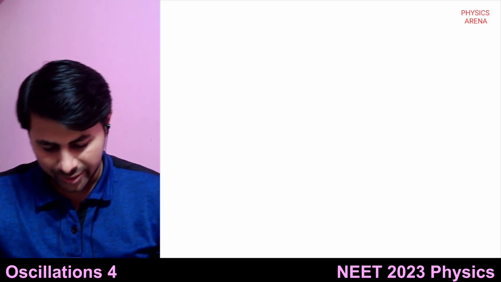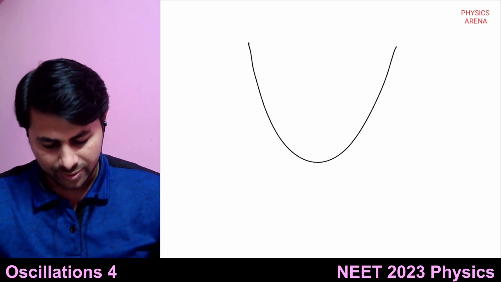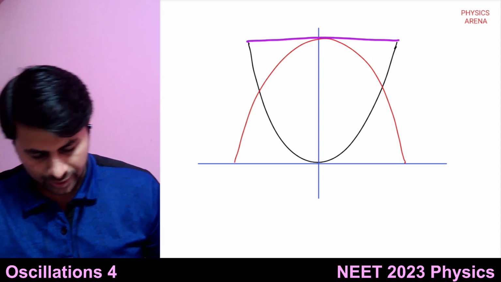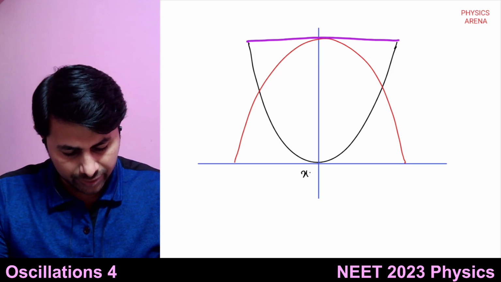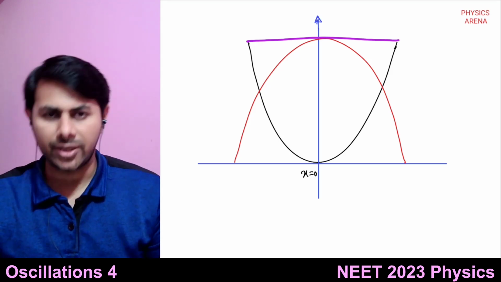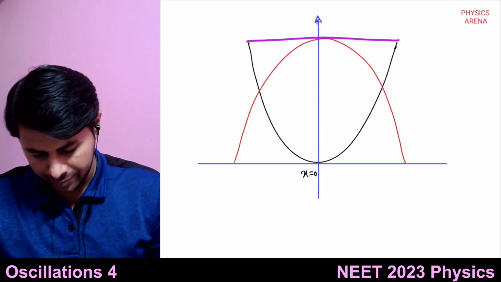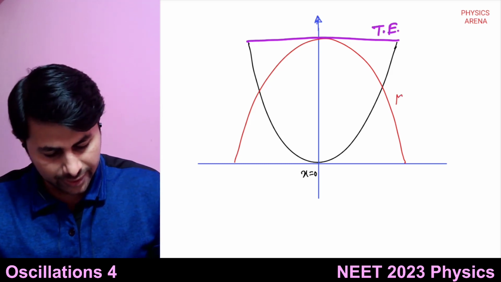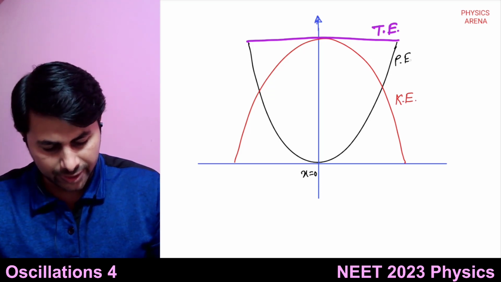So if we plot potential energy, we'll get this kind of curve. Okay, for kinetic energy, so this is the mean position, x equal to 0. On this vertical axis, we are plotting all the energies. Okay, and this is total energy, this is kinetic energy, and this is potential energy.